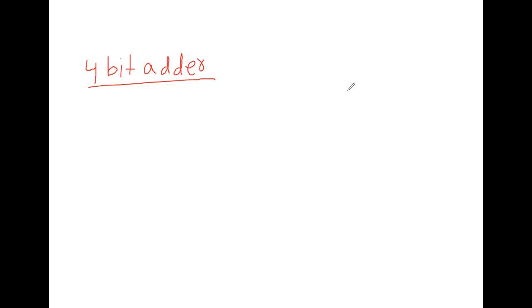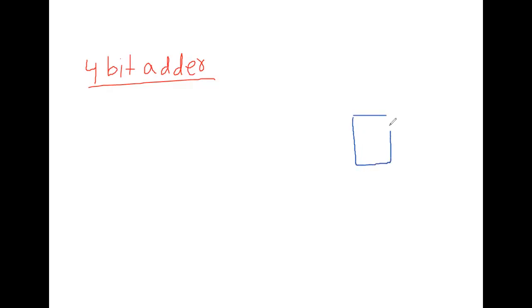So a 4-bit adder means how many full adders will be required? Each bit needs one full adder. Remember, right? So for a 4-bit adder, the input is two binary numbers, each of 4 bits. Okay, 4-bit means we require 4 full adders. Remember, right? First of all, we'll draw the adders.